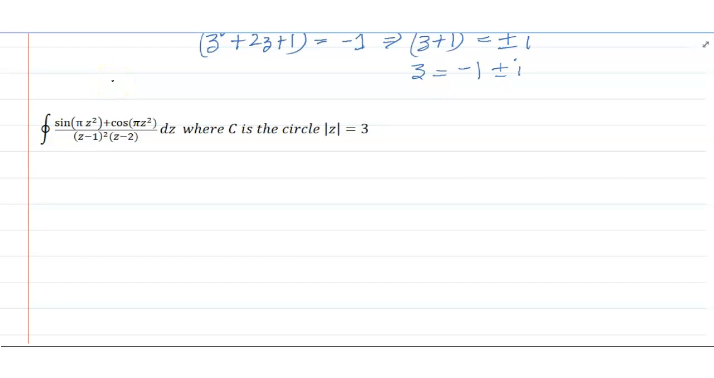So friends, now we will go to solve this problem. This is a very good question. I think that this is question number 2. So friends, you see that this is a complex residue problem, where C is the closed contour, integral of (sin(pi z^2) + cos(pi z^2)) divided by (z - 1)^2 (z - 2) dz, where C is |z| = 3.